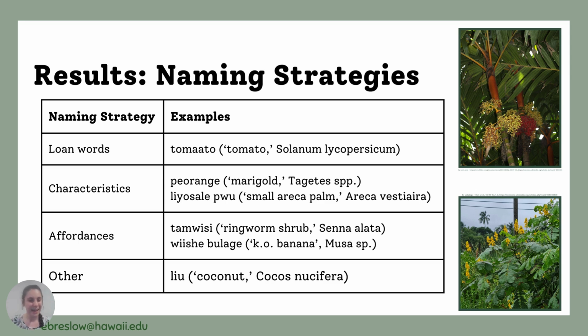And lastly, I had an other category, which was largely unanalyzable things like ne for coconut, similar to the English opaque term oak. It just means oak. There's no real way to break it down, or it doesn't have any other meaning.